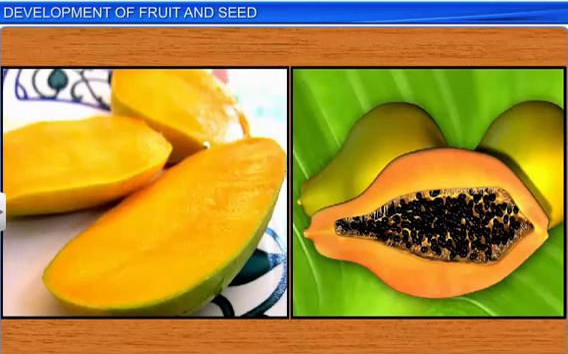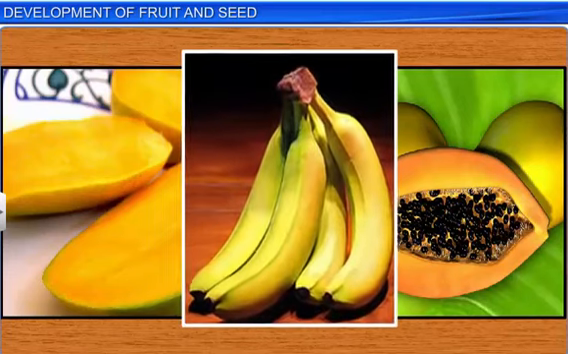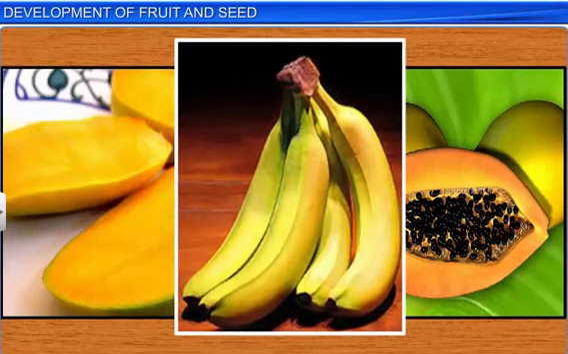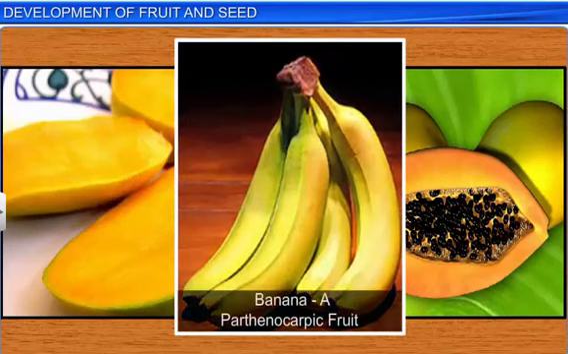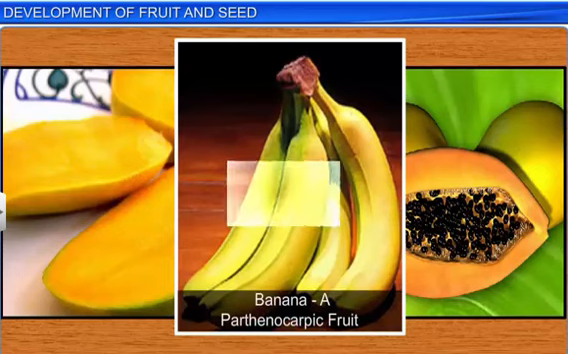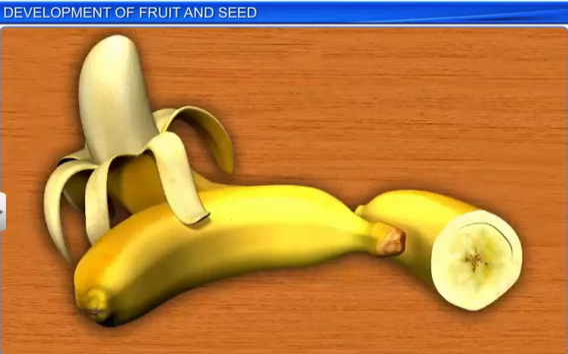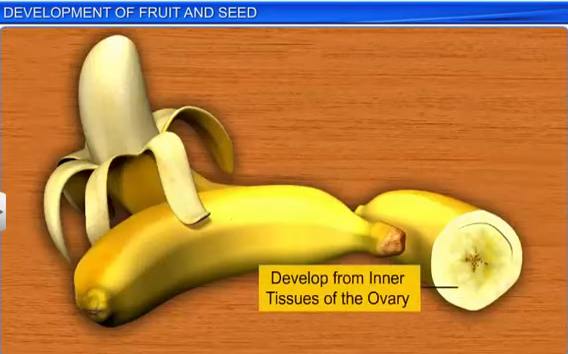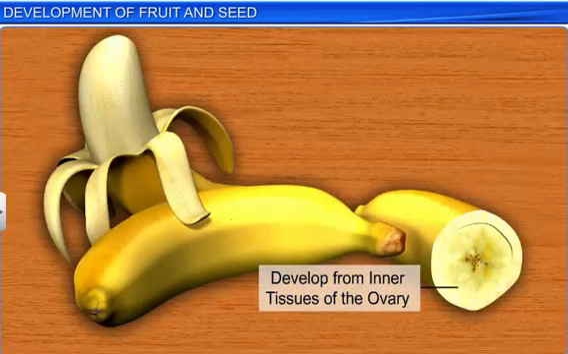Interestingly, while mango and papaya develop after fertilization, fruit like banana develop without fertilization and are called parthenocarpic fruit. Moreover, in the case of banana, the edible parts develop from the inner tissues of the ovary, and the brown specks that we see are the remnants of the ovules.